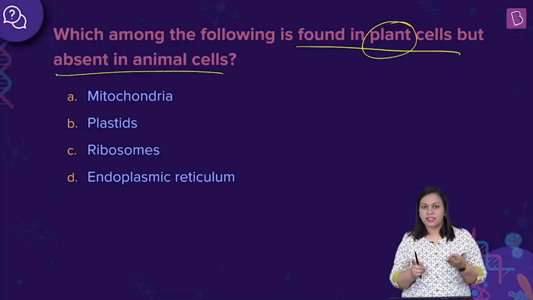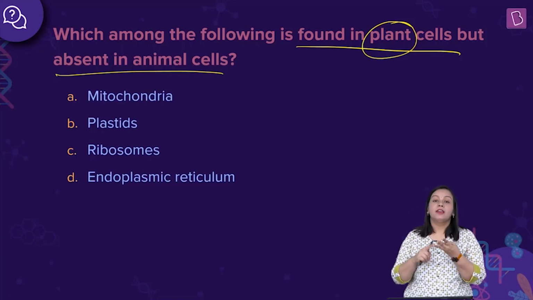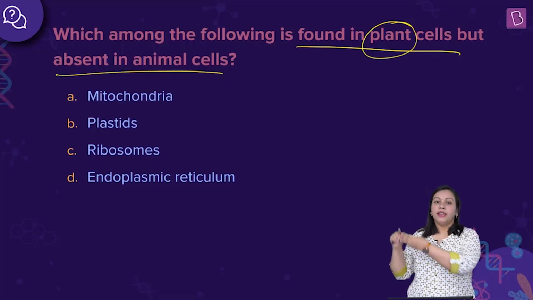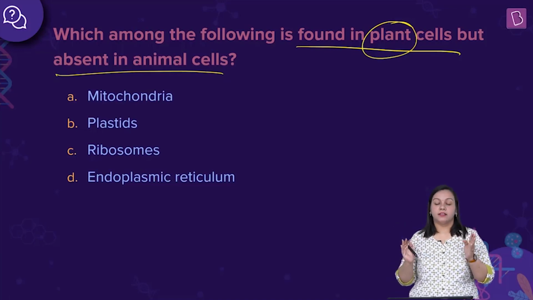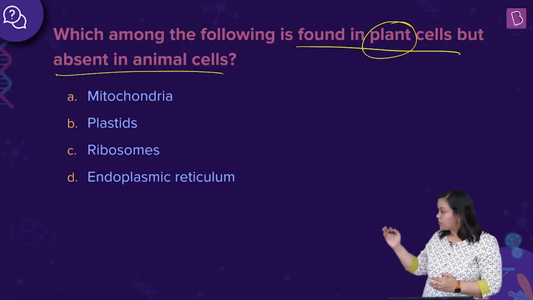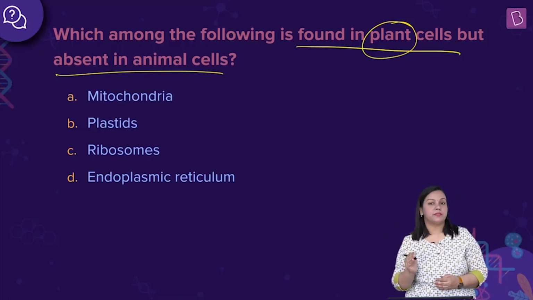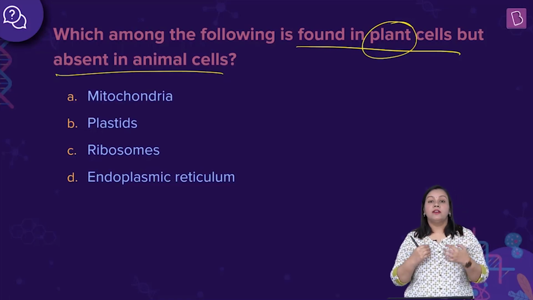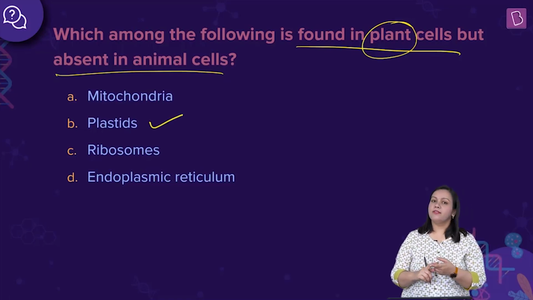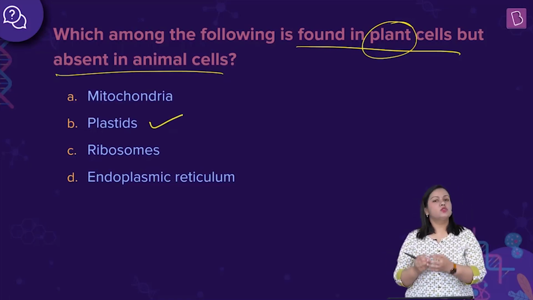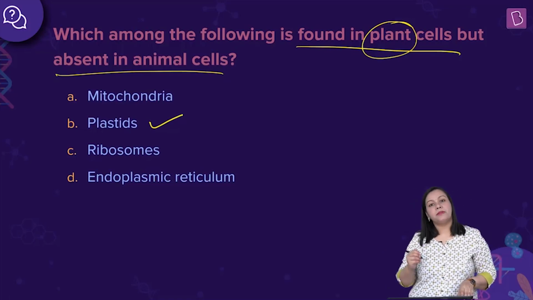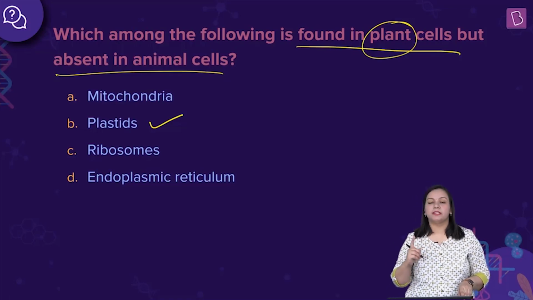When you talk about animal cells, they have centrioles, they do not have a cell wall, and they do not have plastids. In this question, what we are asked is which organelle is present in plant cells but absent in animal cells, and out of the differences that I just spoke about, the answer is going to be plastids. Cell walls and centrioles are not mentioned here in the question, so we need not be bothered about that. So these plastids are present in the plant cells but absent in the animal cells.